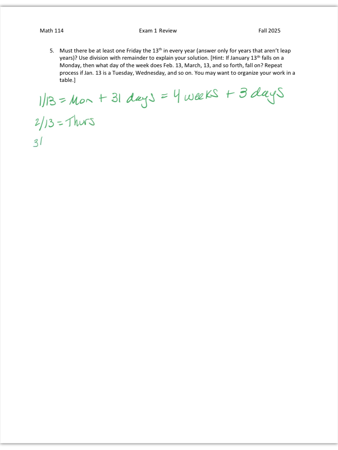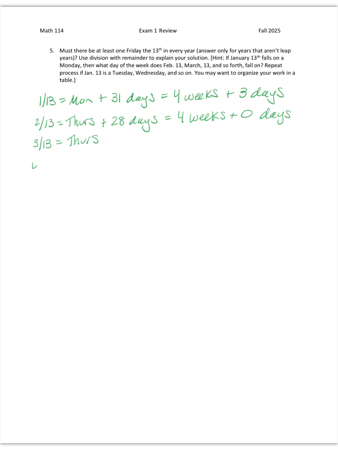All right, and then to get to March 13th, let's see how many days. There are 28 days in February. So 28 minus 13 is 15 more days. So there's 15 more days in February plus 13 days of March to get to the 13th. So that's 28 days. And 28 days is exactly 4 weeks. So this is 4 weeks and 0 days. So it's going to be Thursday again.